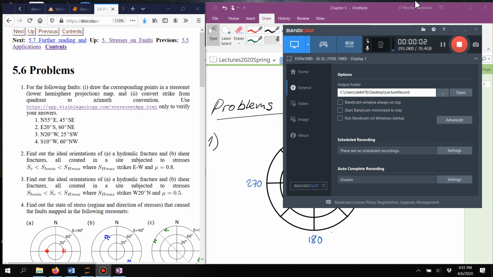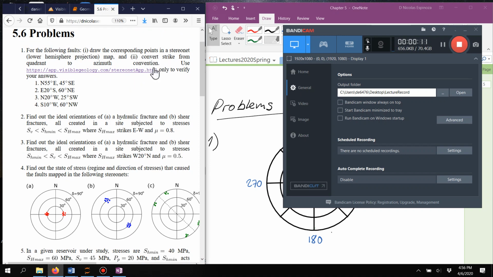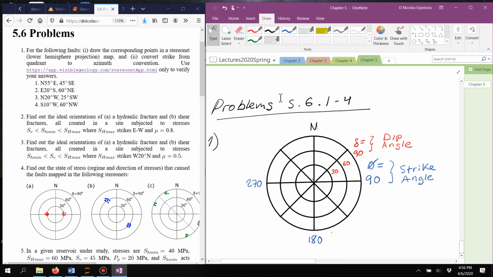Hello everyone. In this video, I'm going to help you solve problems 1 to 4 in section 5-6. Let's start with the first problem. The first problem involves the use of stereonets and converting a quadrant notation to an azimuth notation for strike and dip. In this example, I'm going to solve just the first problem, and then you'll solve the other three. So let's see what we do first.